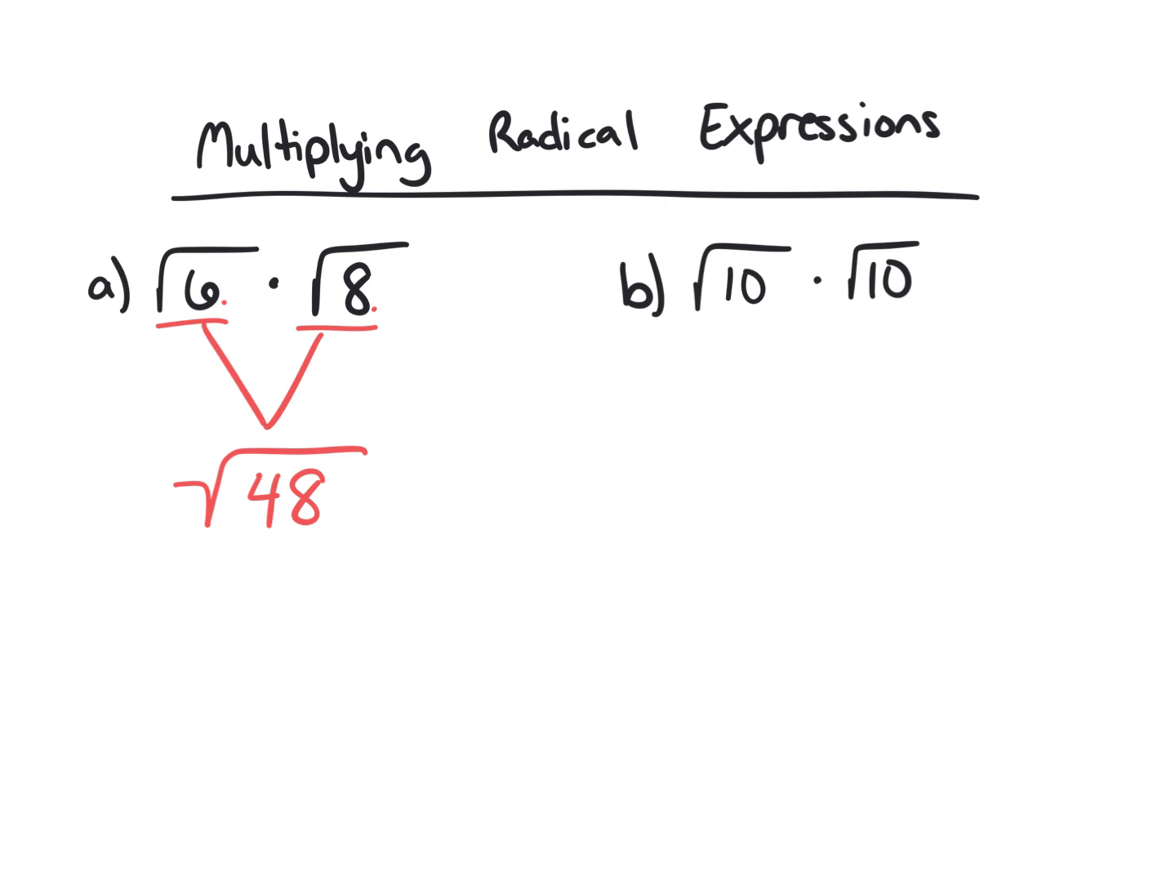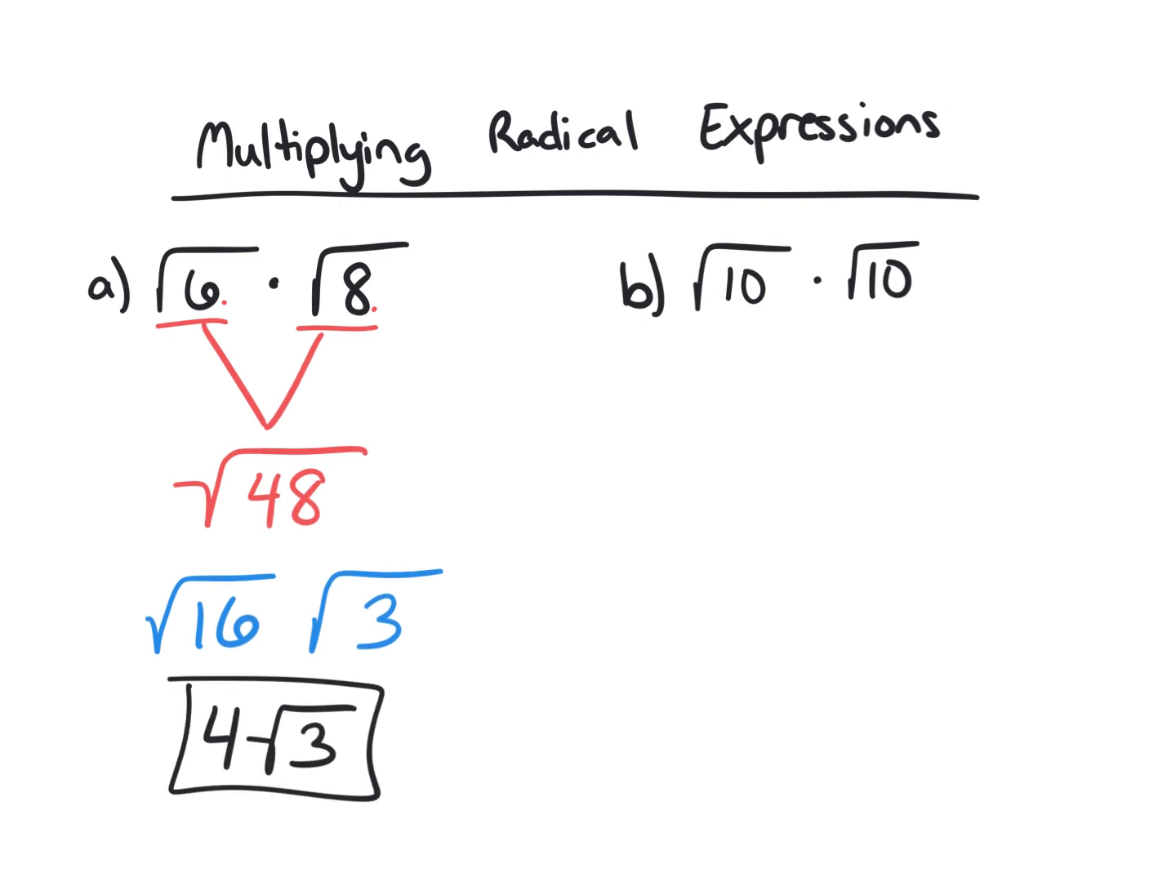What's a perfect square that goes into 48? 4. Higher. 16, how many times? 3 times. You could pick 4, but what would you have to do? You would have to simplify again, right? What's the square root of 16? 4, and then I keep the square root of 3.